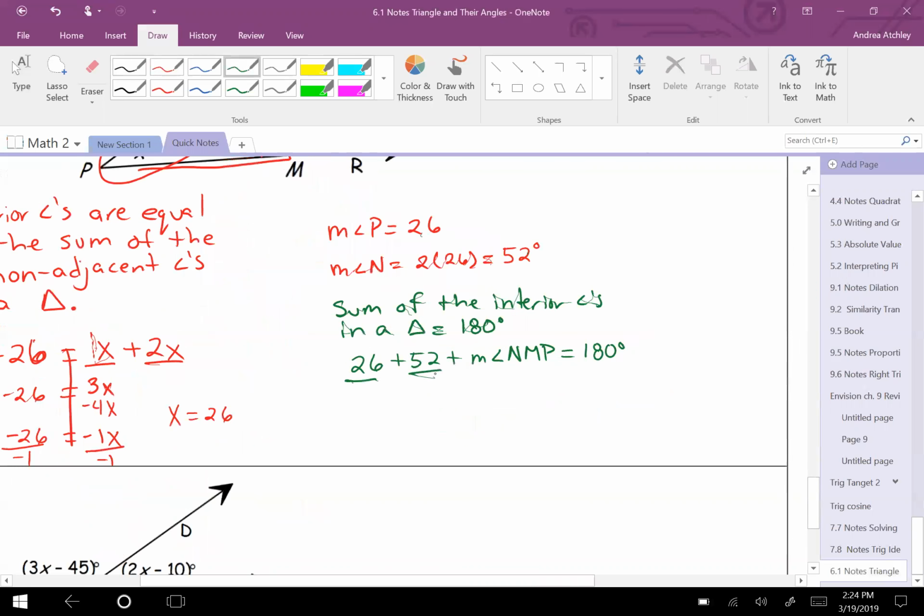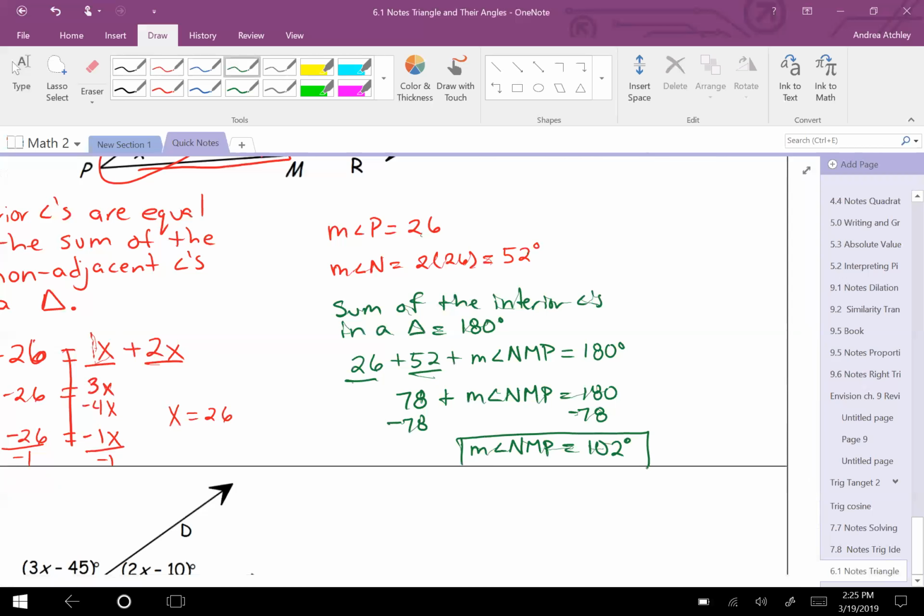I'm going to combine my like terms. 26 and 52 is 78 plus the measure of angle NMP is equal to 180. Subtract 78. Measure of angle NMP equals 102 degrees. Any questions over that? Okay, do the next one.